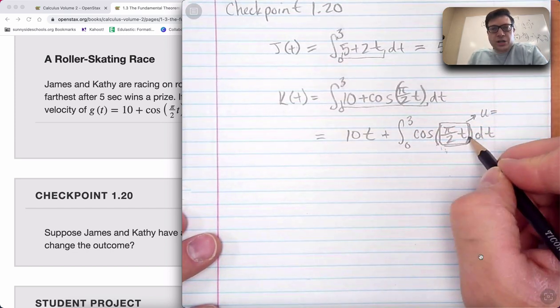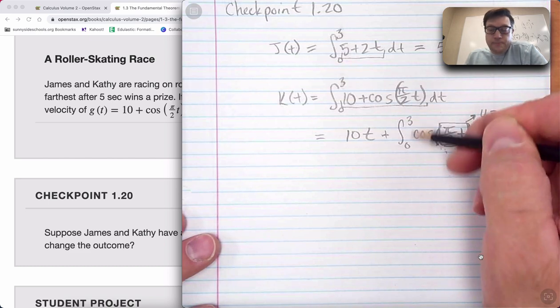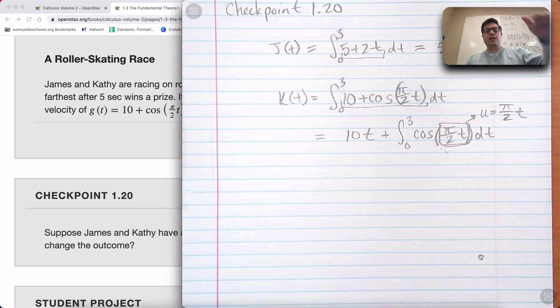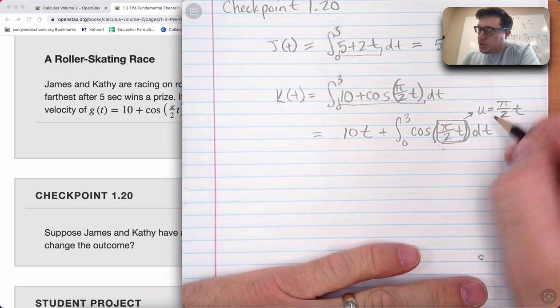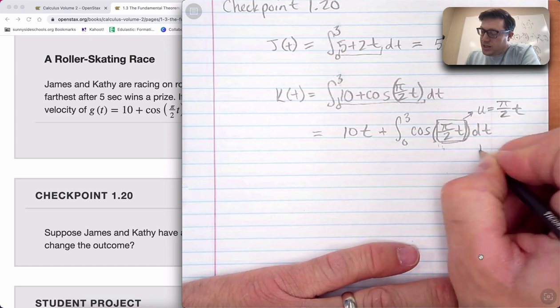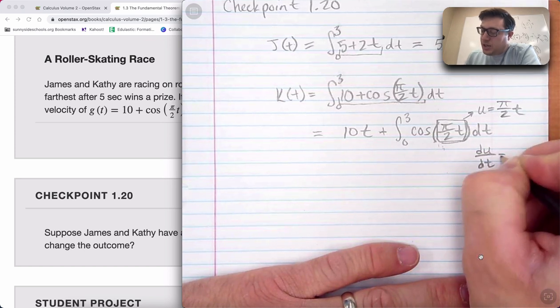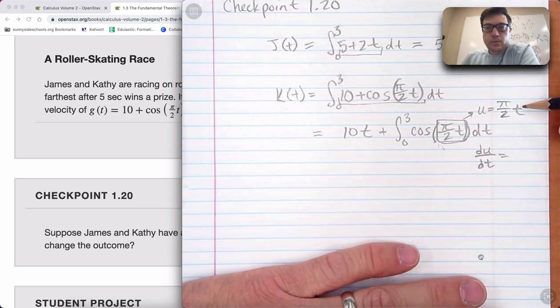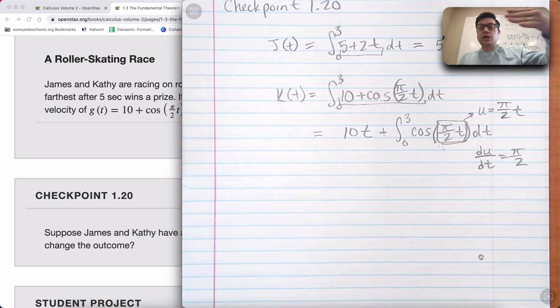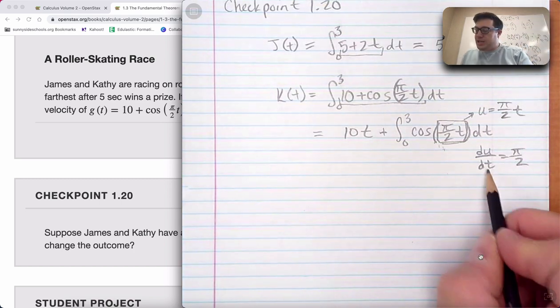Now I'm not going to focus on these definite constant limits of integration. I'm going to focus on the thing that's in parentheses. And then let's write this with Leibniz notation. Let's find the du dt of that function. Well, it is nice. It's just pi over 2. But a step that I'm going to show right here is I want to end up solving for dt.